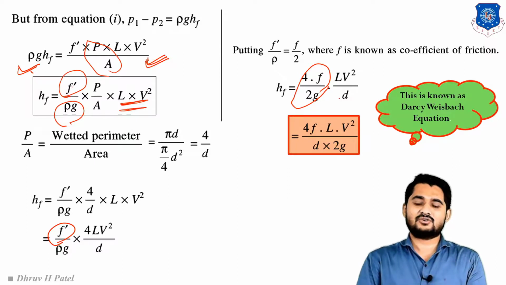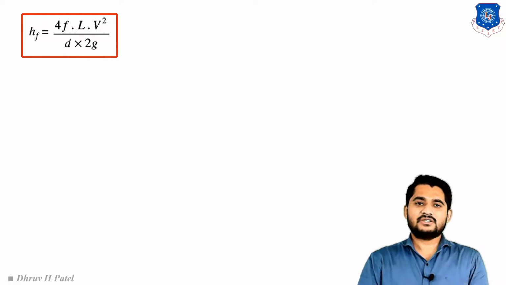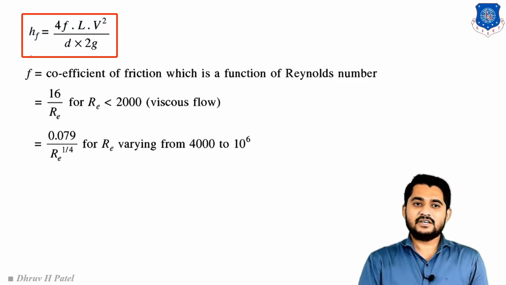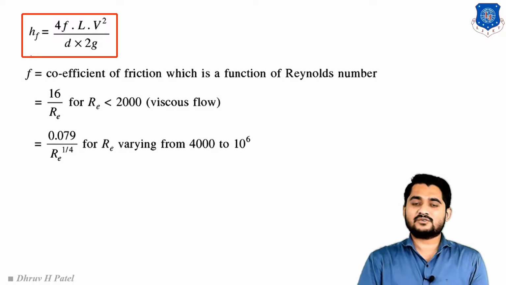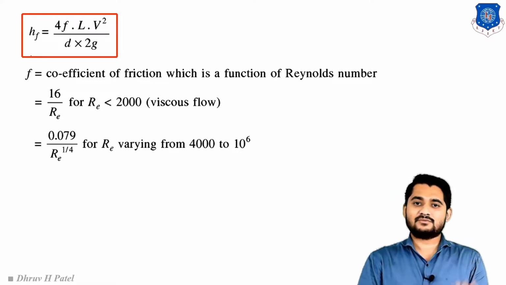This equation is called as losses due to friction or Darcy Weisbach equation. So in the Darcy Weisbach equation, HF will be 4 F L V square divided by 2 G D, where F is coefficient of friction. So how can we find coefficient of friction? In the examination, value of F is always unknown. So we have to find value of F by ourselves.